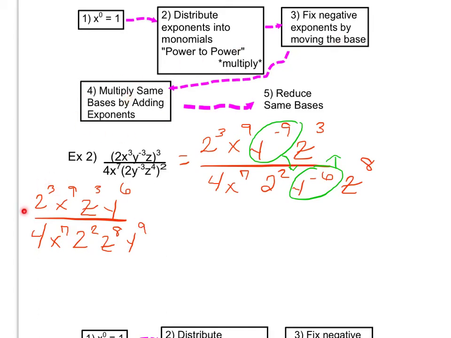So on top, I can figure out what 2 cubed is. 2 times 2 times 2 is 8. None of the rest of these are same bases.